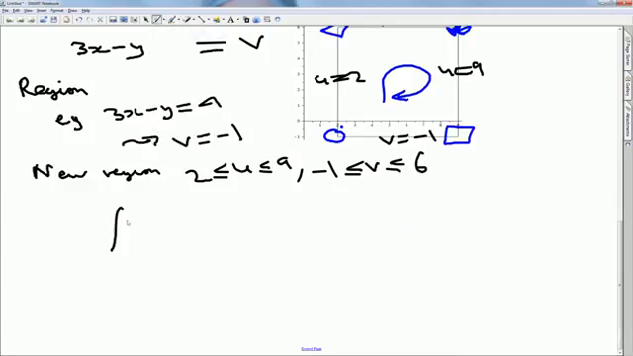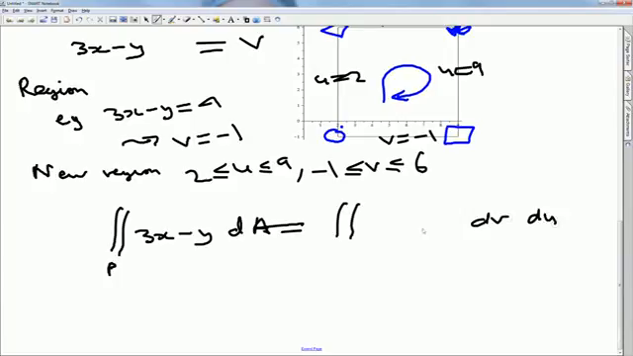So our previous integral was integrating over our parallelogram of 3x minus y dA. So now we can integrate. The region of integration is no longer the parallelogram, but it's the rectangle. And so you can make it dv du. The limits for u are 2 to 9, and the limits for v are -1 to 6. So that's my new limits. So we just change the parallelogram, complicated, to a rectangle, easier. The 3x minus y in the old integrand is changing to v. That's what I've got at the top here.